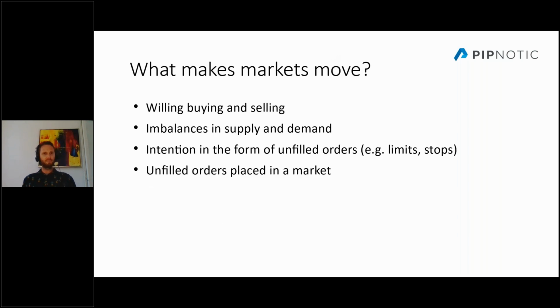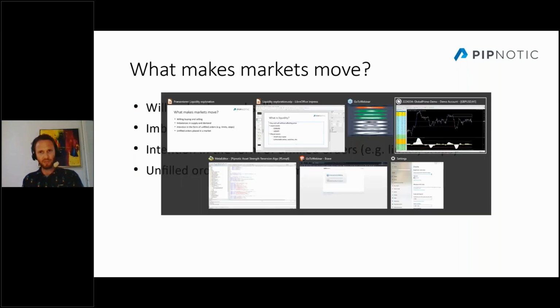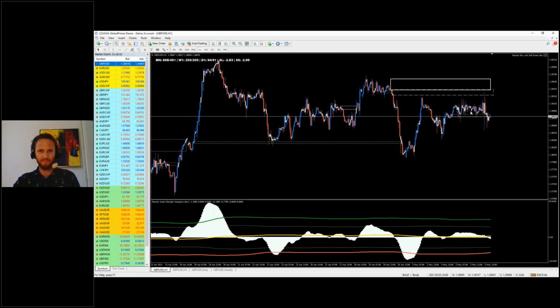Okay, so what makes markets move? I mean, most people think that buying and selling makes markets move. And while that is true, it's more willing buying and selling that moves the asset price more than actual buying and selling. Because if you look at a price chart, we just go to a price chart quickly, and you can see here, can you guys see this, my platform, my terminal? I can see it. Yes, everyone can see it.